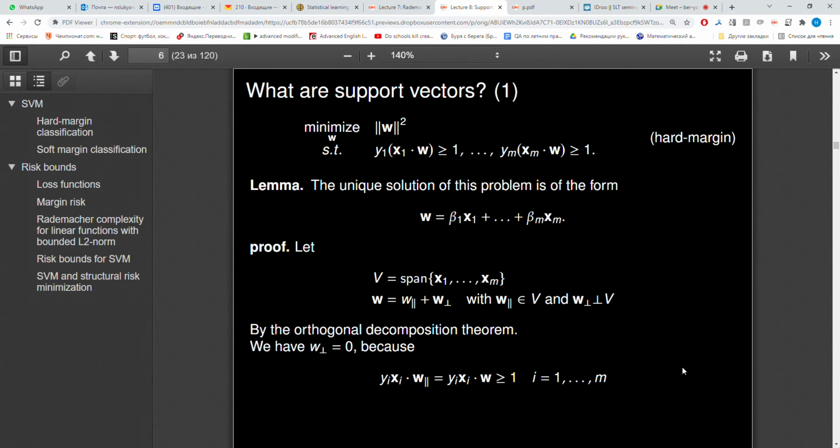Okay. So what does support vector mean? It means that we have some set of x's. We have this set of conditions. And first of all, we want to say that the best value of W can be rewritten as a scalar product of beta and x, in some sense.